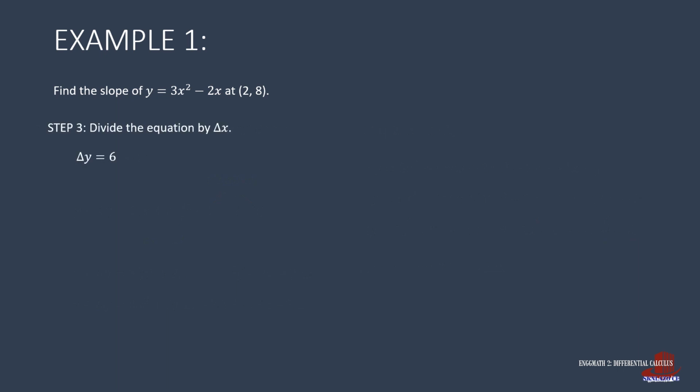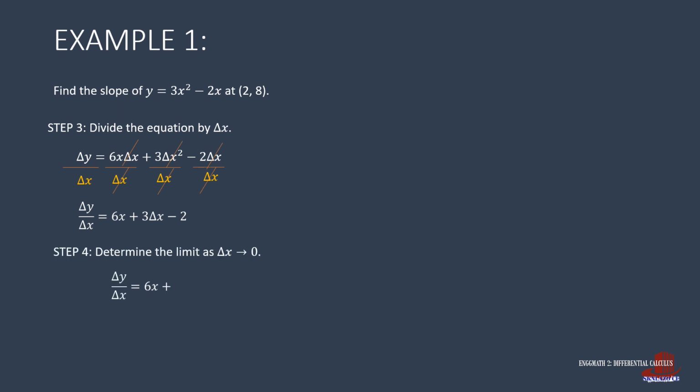The third step is to divide everything by delta x, which simplifies the equation further into 6x plus 3 delta x minus 2. Then the equation is ready for the last step, which is to find its limit as delta x approaches 0. And that entails that the middle term 3 delta x turns out as 0. Finally, the derivative of the equation, which is also termed as y prime, is 6x minus 2.